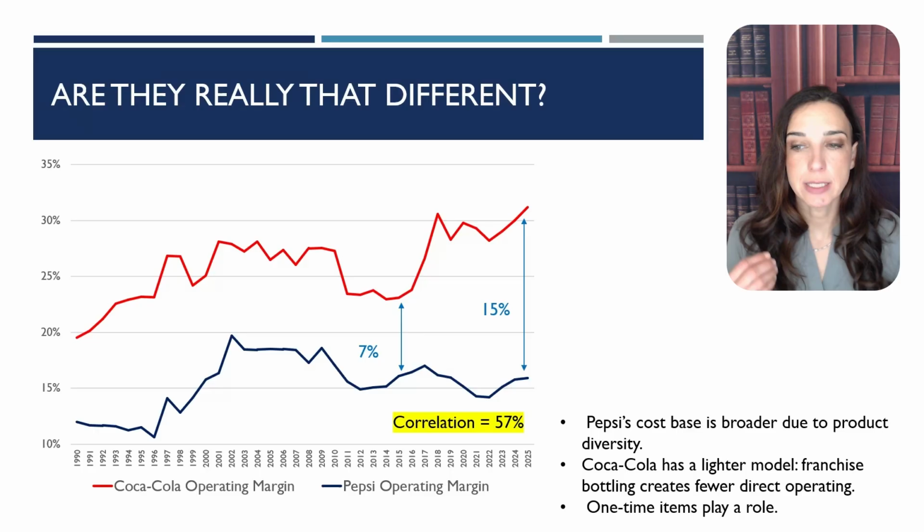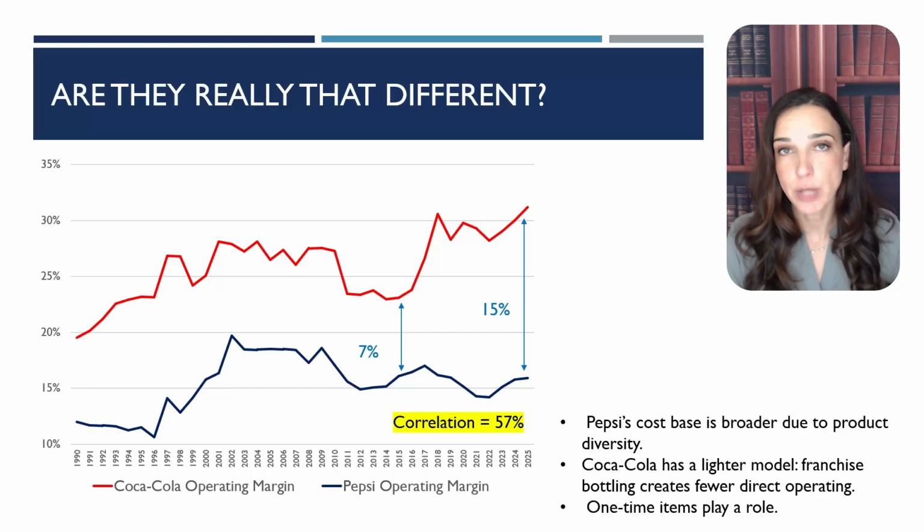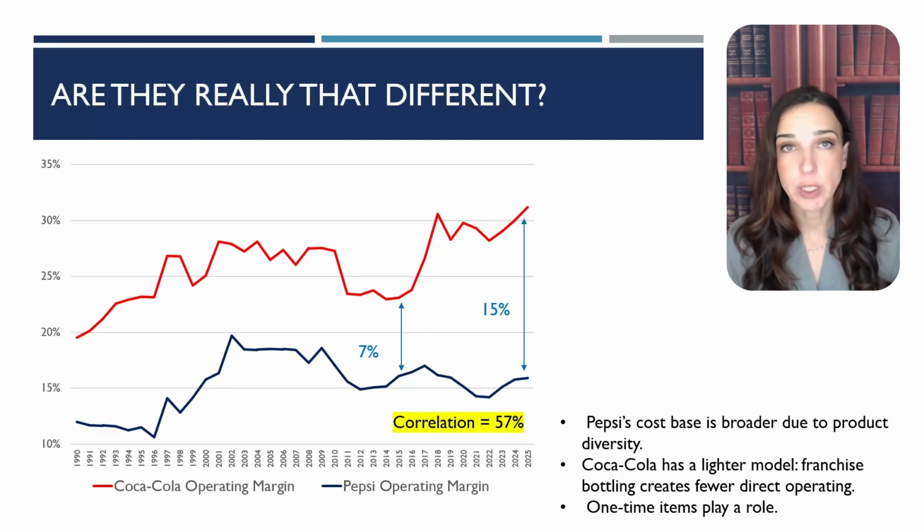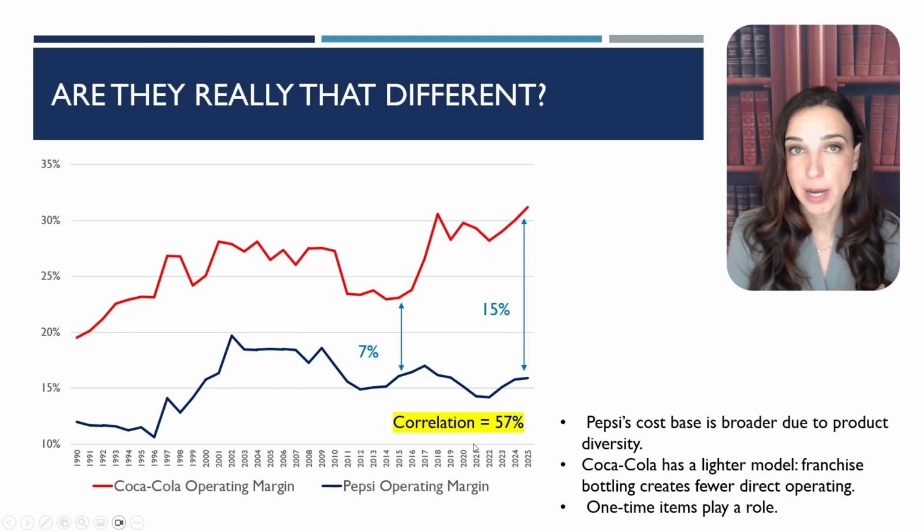Coca-Cola also has this particular unique model where they franchise with the bottling entities. So their operating costs related to bottling are also going to be controlled. And as I mentioned before, one-time items play a role as well. Pepsi had high expenses in 2025, which could be one of the reasons that this is a year with a particularly large difference. If we look at the correlation, the production was very much driven by similar factors, right?